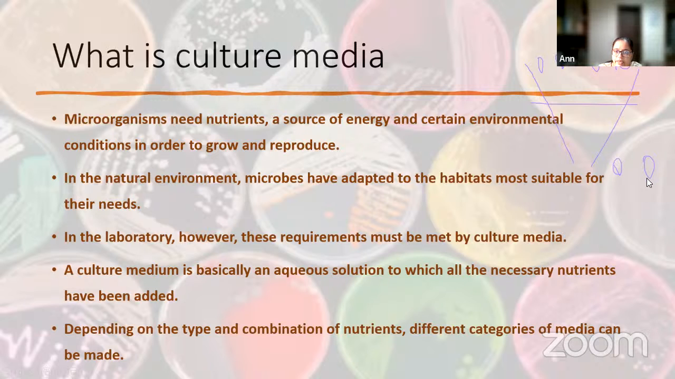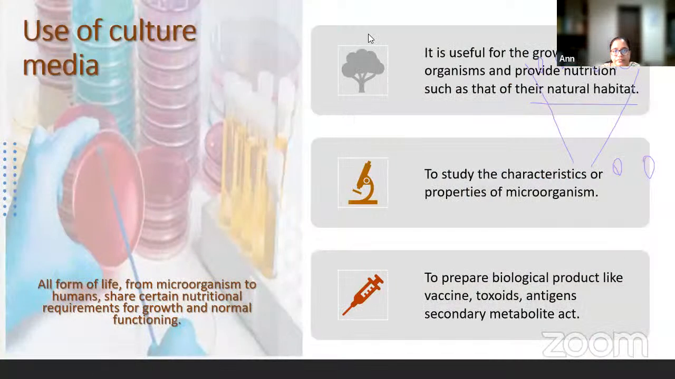In this decision making, what we also need to think is that in the natural environment, the microorganisms have adapted to whatever you give them. And therefore, the conditions in the culture media in which you are forcing these microorganisms to grow must satisfy all these requirements. That essentially becomes the different types of media that you use. The parameter you need to keep in mind is that there are certain nutritional requirements for growth and normal functioning in every life form. This is something we want to mimic in our culture media so that we can give it the best possible situation to grow.